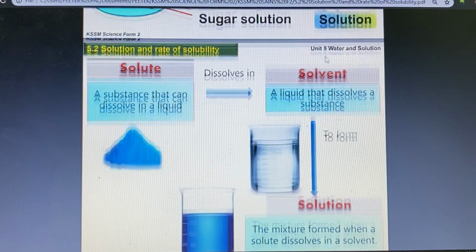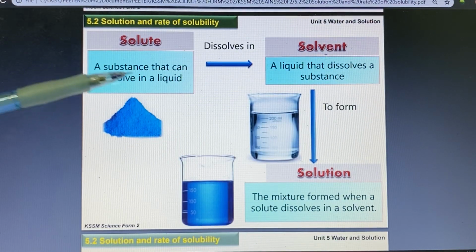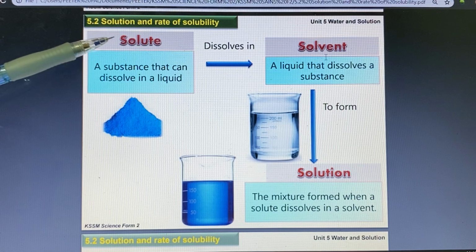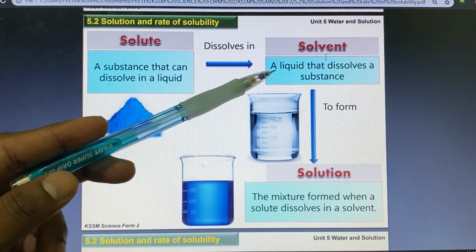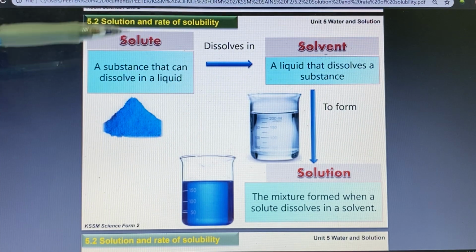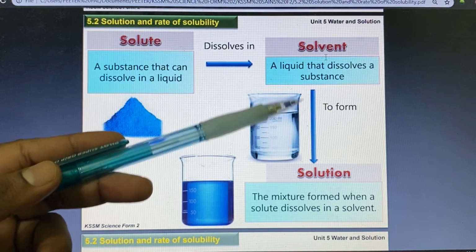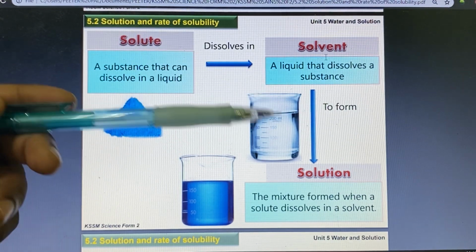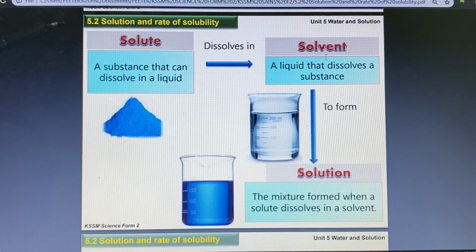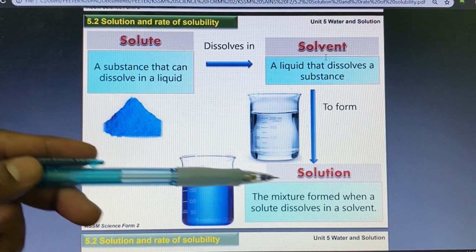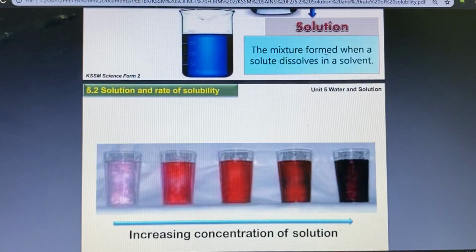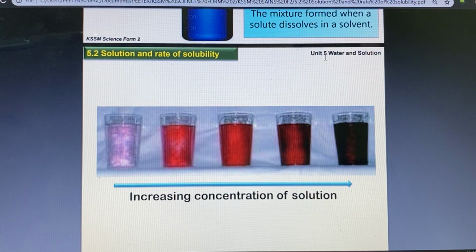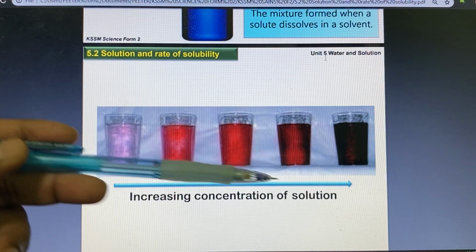If you look at it again, solute is a substance that can dissolve in a liquid. So solute originally will be a solid that will dissolve in a liquid. A solvent will be a liquid that can dissolve a substance. And the mixture of a solute and a solvent will form a solution. Once the solute dissolves in a solvent, we get a solution.